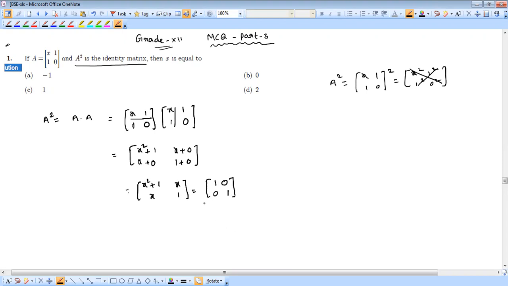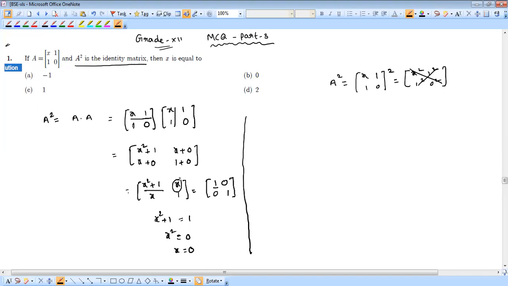Now, these two matrices are equal, and since the orders are the same, we can compare the corresponding elements. Here, x square plus 1 is equal to 1. Then x square equals 1 minus 1, 0. Then x is equal to 0. Let us check with the other corresponding elements of x also. If we get the same answer, x value 0, then we can conclude x value is 0. Otherwise, it is not possible.